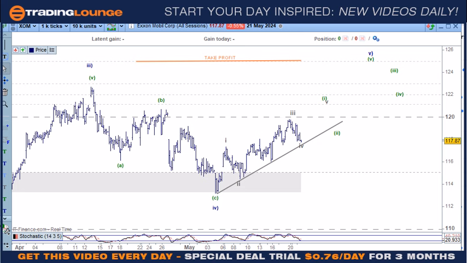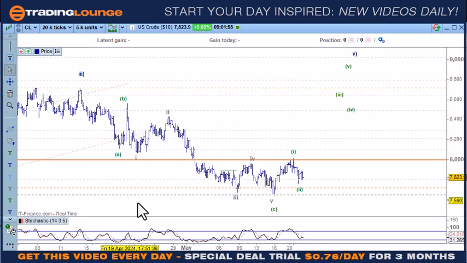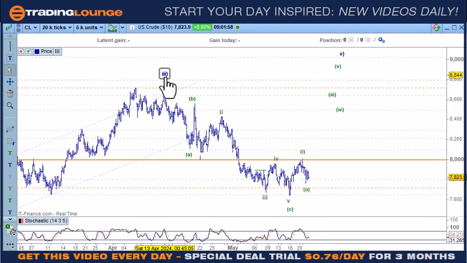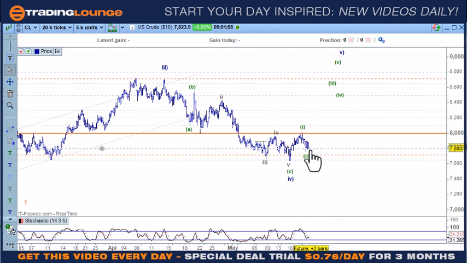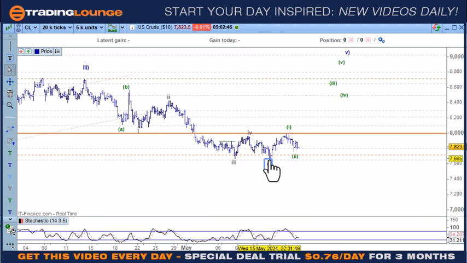So US crude, rather, a bit long in the day. All of this move down here I was considering to be wave 4, with wave 1 and 2 here. But once again, it's got a wobbly old 5 waves up here. I grant that. If this had the first high above the level here, then I'd say we can go long at that point.